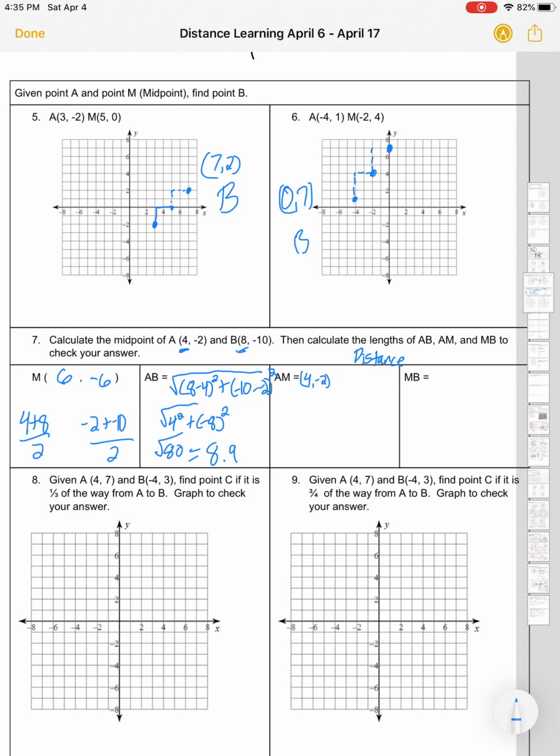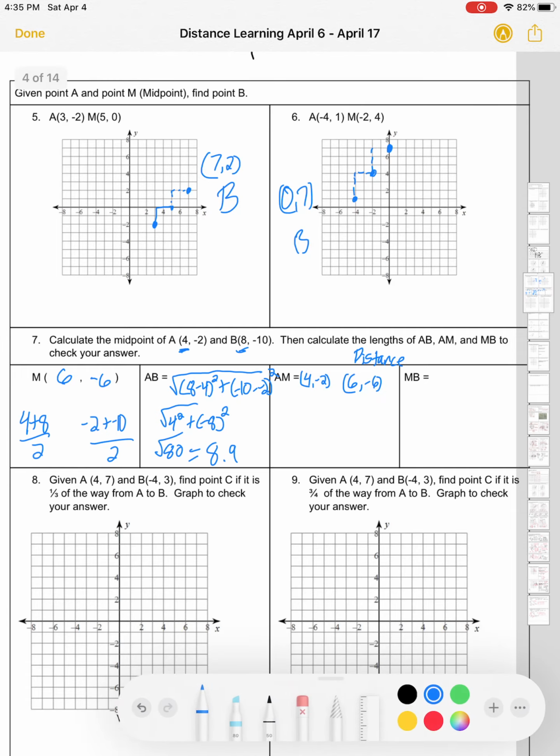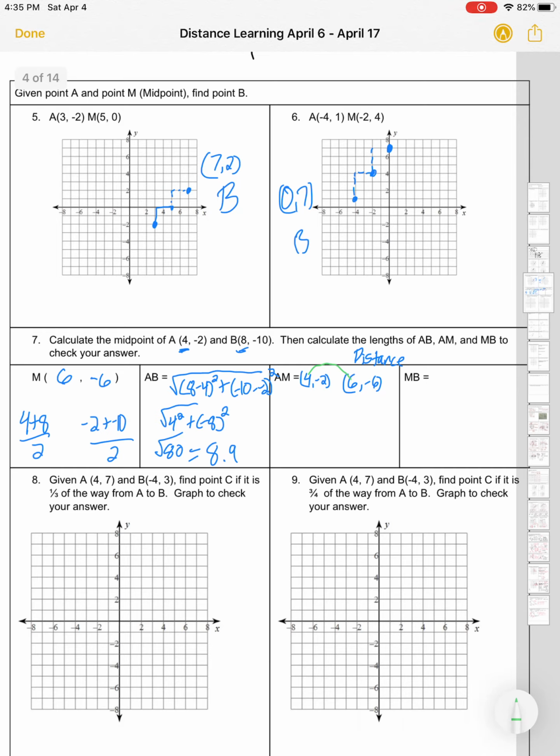So 4, negative 2, 6, negative 6. All you're doing is seeing how far apart the numbers are. 4 and 6 are how far apart? They are 2 apart, so you square that number. How far apart are negative 2 and negative 6? Those are 4 apart. 2 squared plus 4 squared would be 20. So the square root of 20 is 4.5.